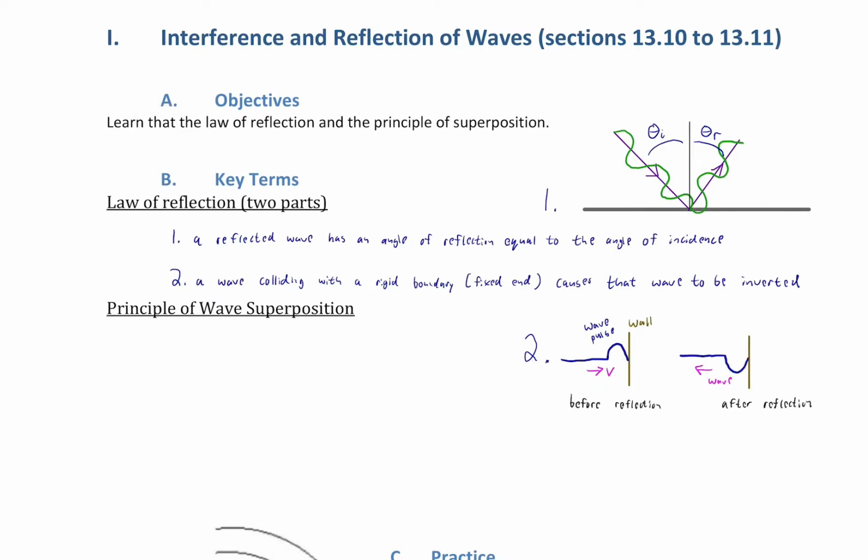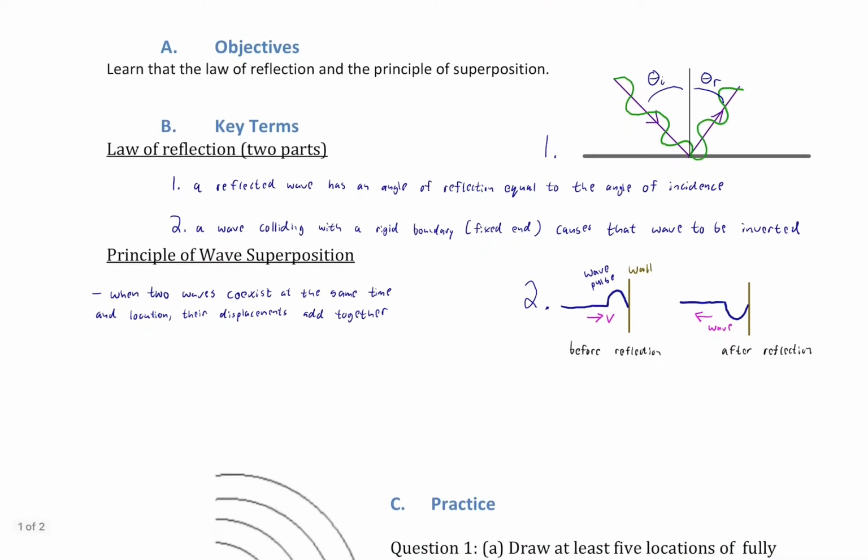Next up, we have the principle of wave superposition. This says that when two waves coexist at the same time and location, their displacements add together. So you would take whatever is their vertical displacement if it's a transverse wave, or whatever is the pressure variation if it's a longitudinal wave, and we'll talk about that more when we talk about sound. But the point being is that whatever is the effect of the wave, you simply add it together when two or more waves coexist at the same place at the same time.